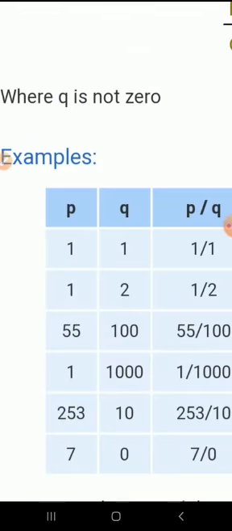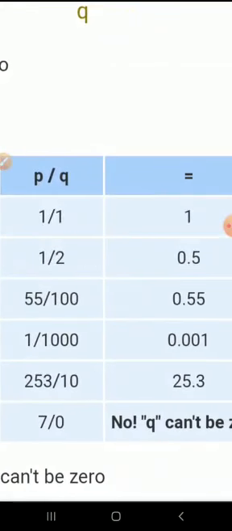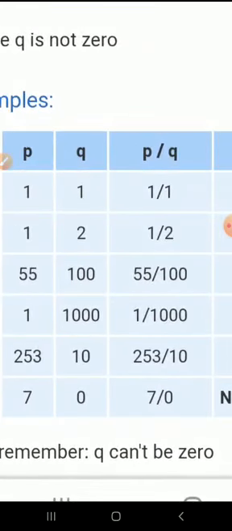Then 55, if P is 55, Q is 100, so P upon Q will become 55 upon 100, that is 0.55. That is also a rational number. Again, recalling, P should be an integer, Q should be an integer, and a rational number is what? It is in the format of P upon Q. Q should not be equal to 0.